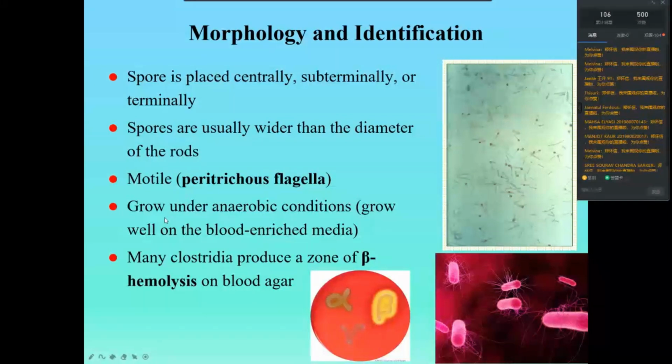And they are motile because they produce a lot of flagella. They grow better under anaerobic conditions, for example, on blood-enriched medium. Many of these bacteria can produce a zone of beta hemolysis on blood agar. We introduced beta hemolysis before. They can completely destroy the red blood cells, so the red color will be cleared out, and you can only see this yellowish color. So this is the general knowledge of Clostridium.